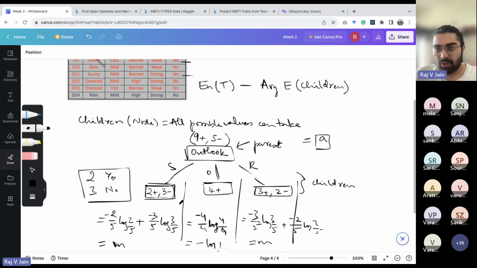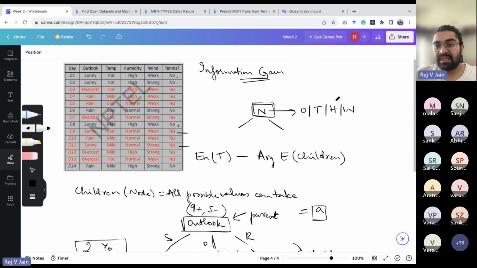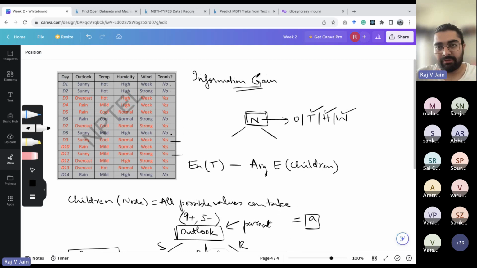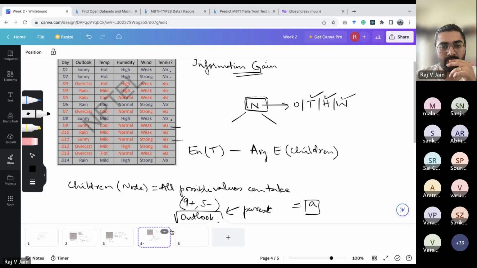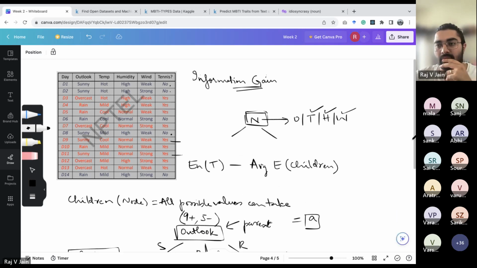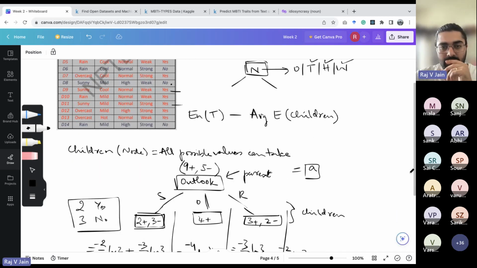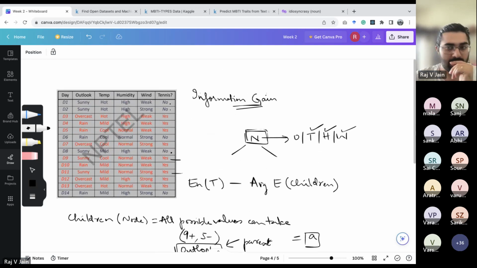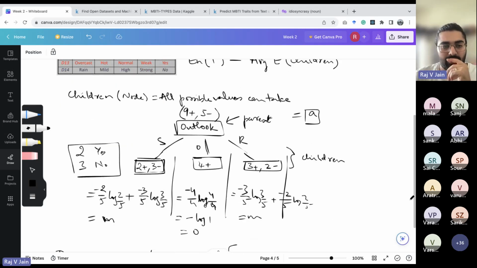Now the same procedure you have to repeat if I were to take, let's say, temperature as my root node. Then how much information gain do I get? If I were to take humidity as my root node, if I were to take wind as my root node, right? Those are the calculations that you need for doing the information gain. So any doubts in this part as of now? Is it clear? Okay, fine. Good enough.